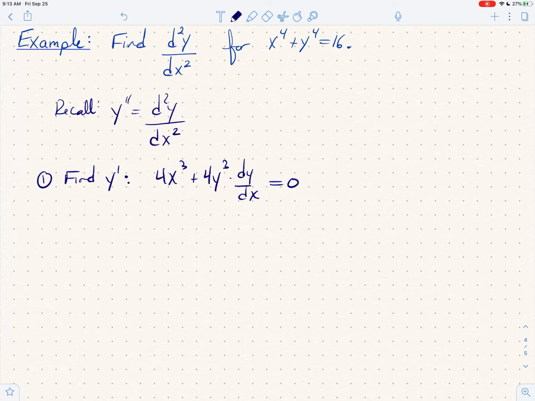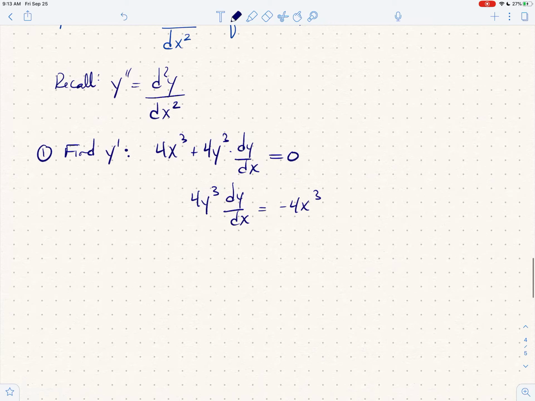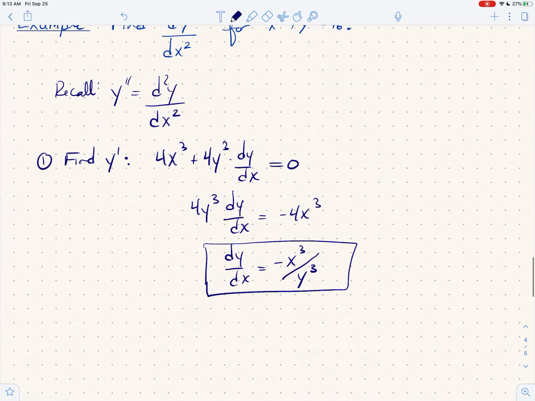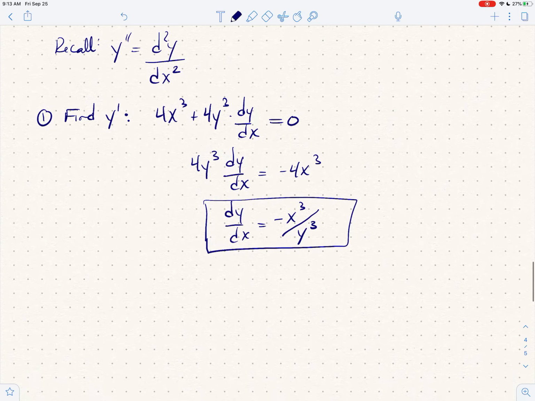So far, so good. Now I'm going to solve for dy dx, and I'm going to get 4y cubed dy dx is negative 4x cubed. And so dy dx is going to be negative x cubed over y cubed. So that's great. I found dy dx. I want to find the second derivative now at this point. And so I'm going to rewrite dy dx and just write y prime. And I'm going to get negative x cubed over y cubed.